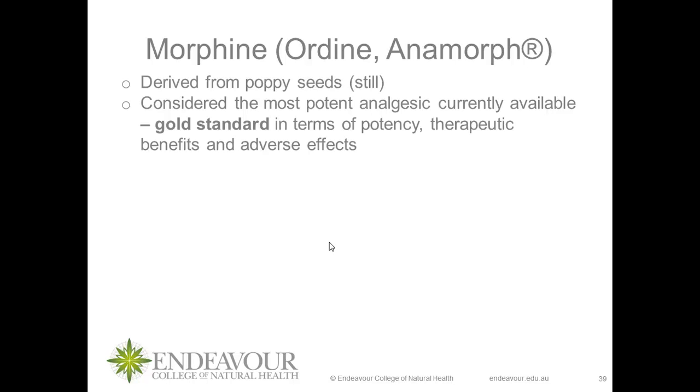Morphine then, our golden standard, is available as a Schedule 8 drug. Couple of brand names, Ordine and Anamorph. So it is an opiate. It is derived from the poppy seeds, from opium. In the state of Tasmania, there are farmers that are licensed to legally grow the poppy seed for pharmaceutical extraction.